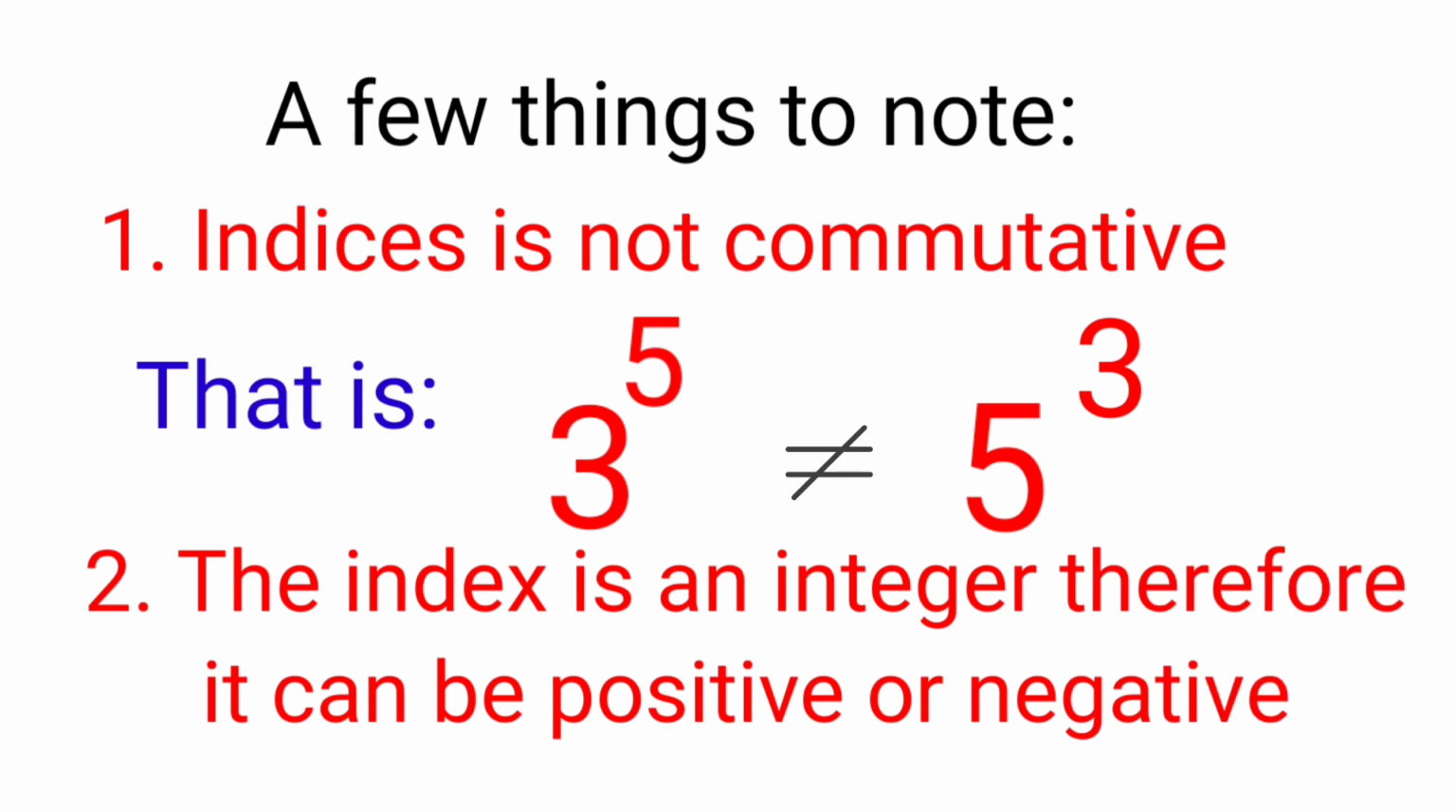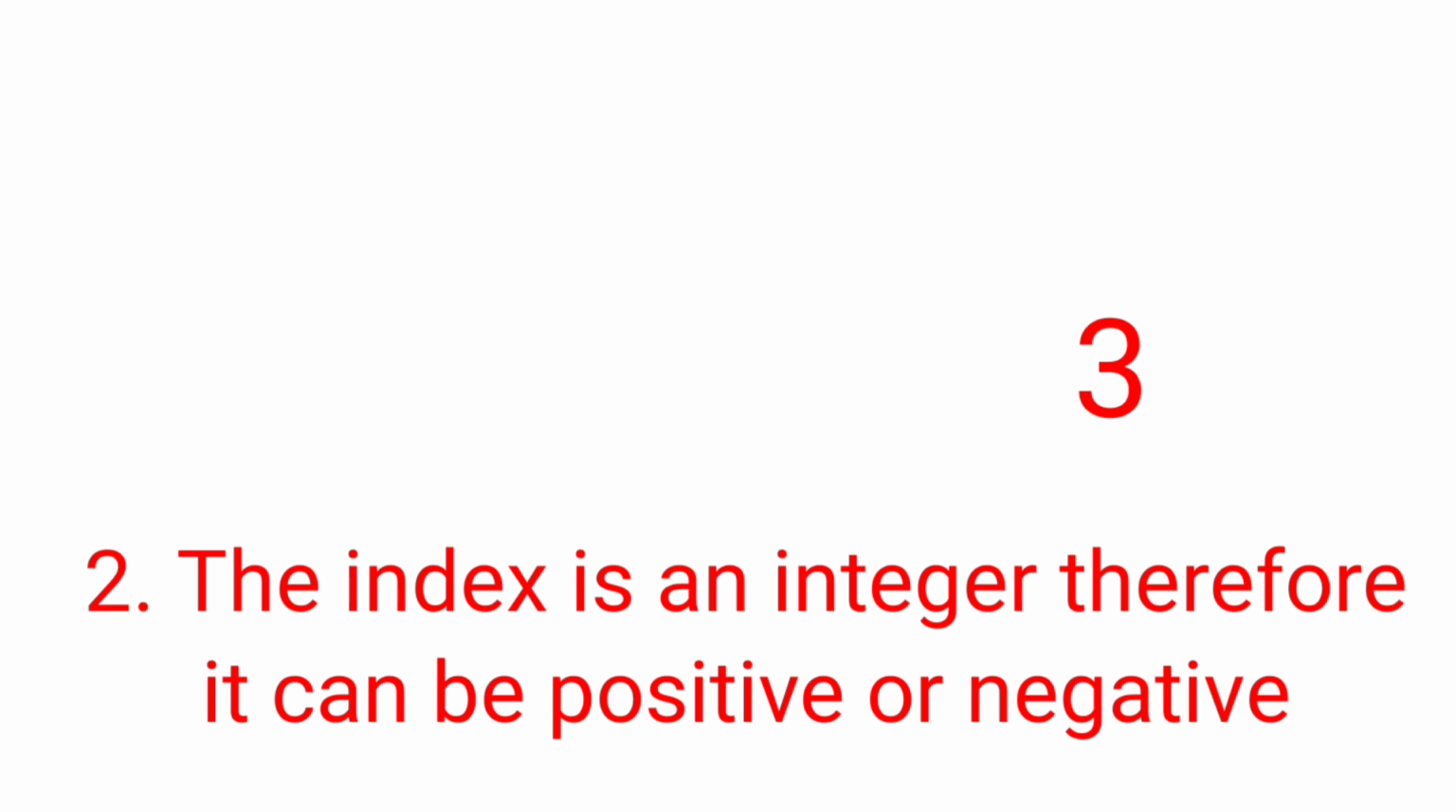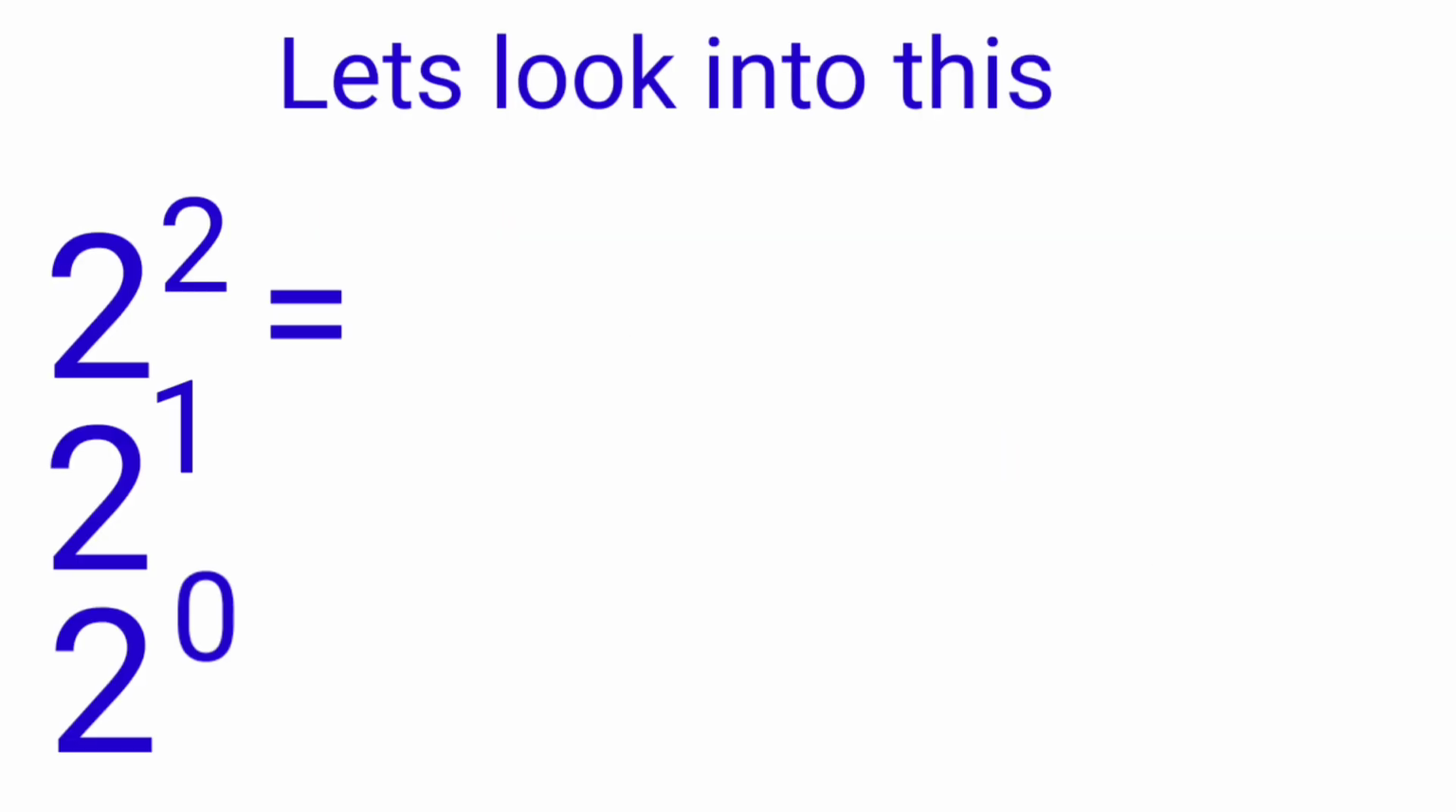The next thing is that the index is an integer, therefore it can be both positive and negative, right? And somebody might be thinking, now, how are we going to multiply a number together for a negative amount of time? We'll soon see what that means as we get further into this video, and even more so when we look at the next topic, which will be laws of indices. So let us explore a little bit here.